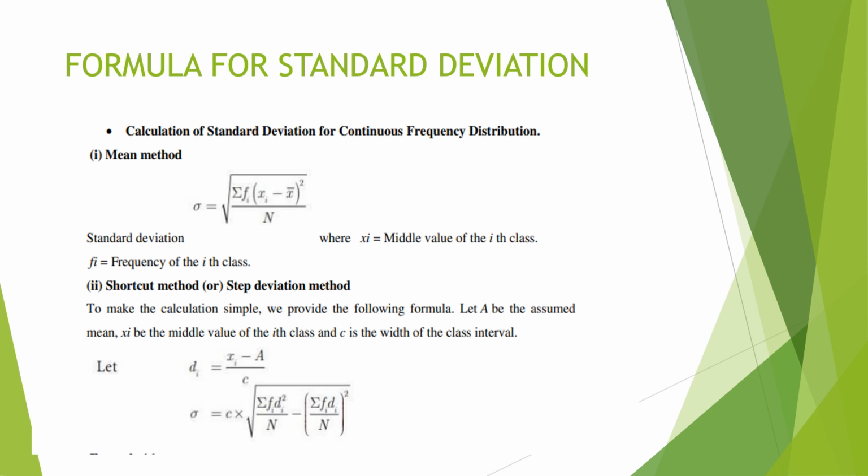There is another shortcut method, or step deviation method, where d is equal to (x minus assumed mean) upon c, where c is the width of the class interval, and standard deviation is equal to c into under root of sigma fd square upon N, where N is the sum of frequency, minus (sigma fd upon N) whole square.